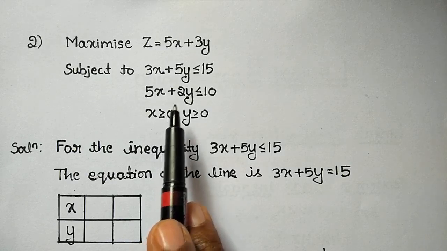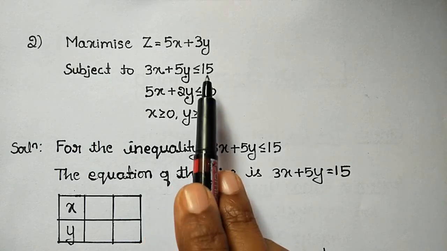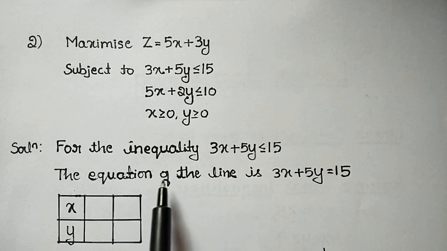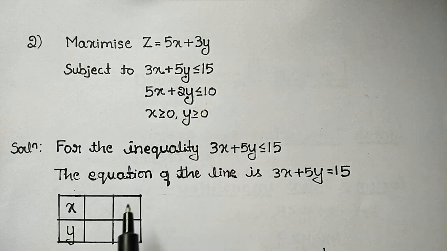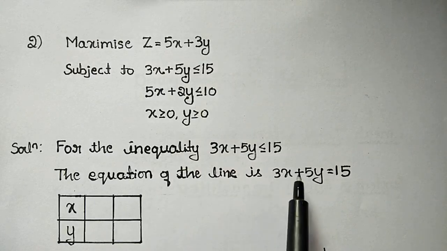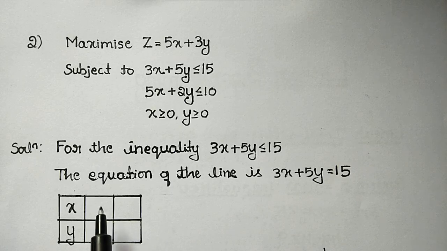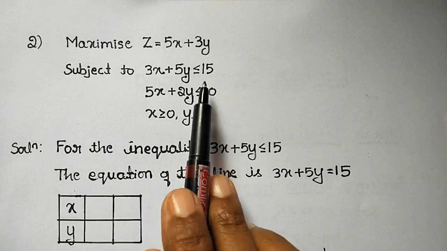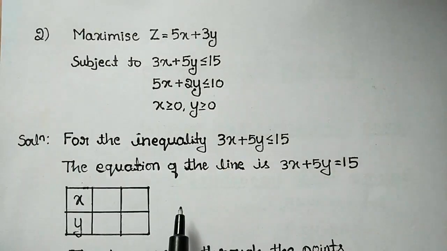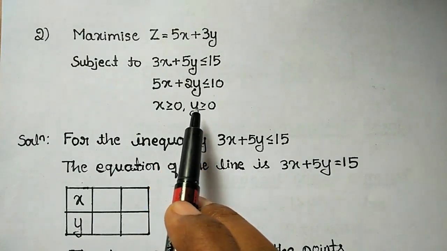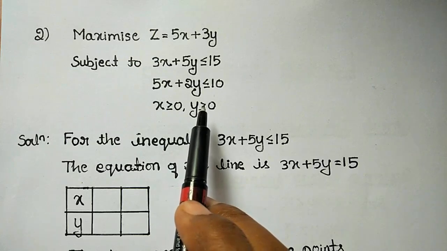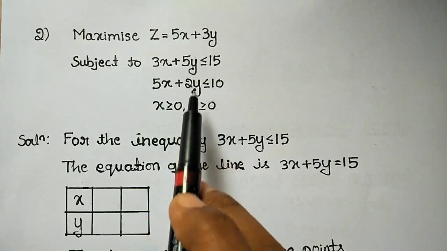What are the steps? We solve the inequalities one by one. First we write the equation of the line of each of the inequalities. We find the points on the line, then draw the line passing through these points. After drawing the line, find the solution region of the inequality. After solving each of the inequalities, we find the feasible region, that is, the common region satisfying all the inequalities.